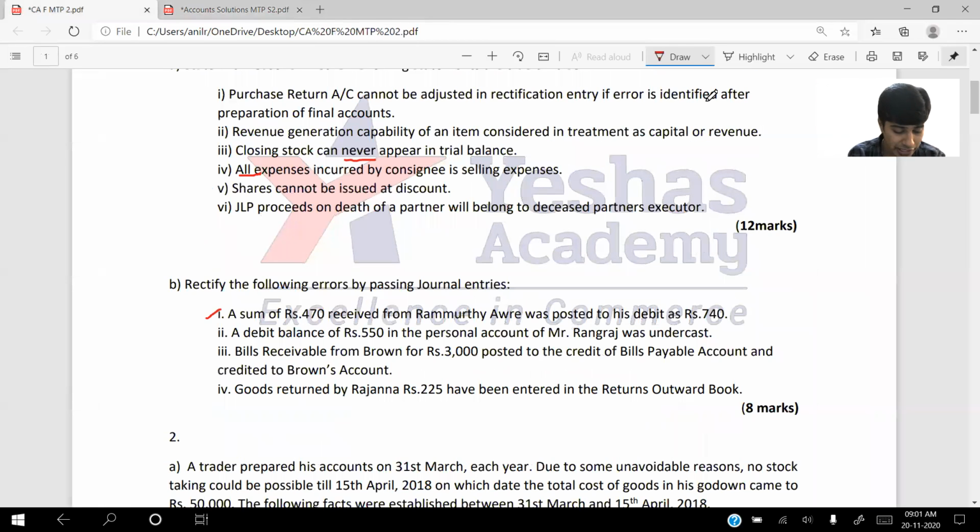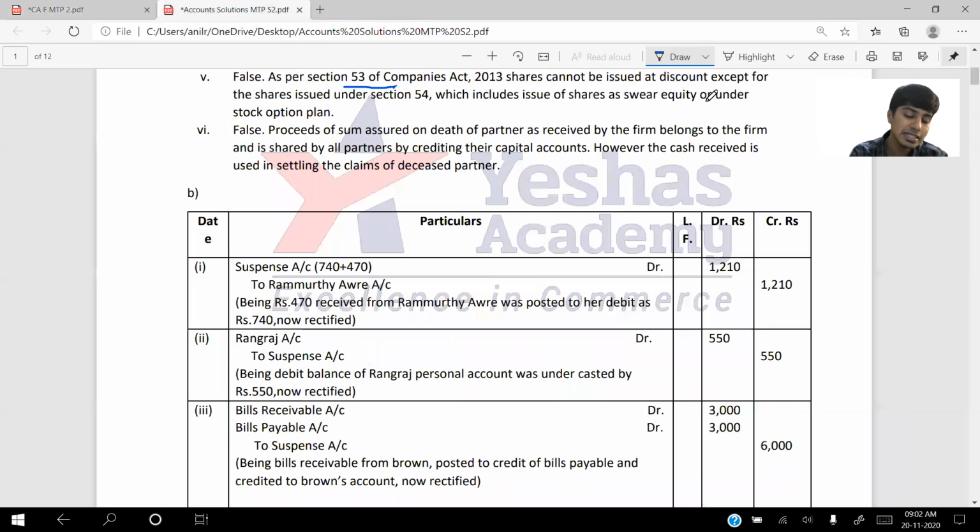What is it with regard to the second one? Debit balance of rupees 550 in the personal account of Mr. Rangraj, the musician. What has happened? The debit balance of 550 has been undercast, meaning it is reduced. The debit side has been reduced by 550. Now we would have to increase the debit side by 550, so I will debit Rangraj account 550. Credit will be suspense. Rangraj account debit to suspense, 550. I hope it's clear.